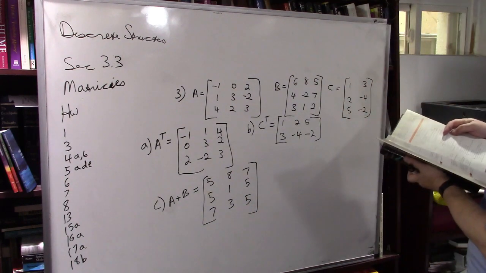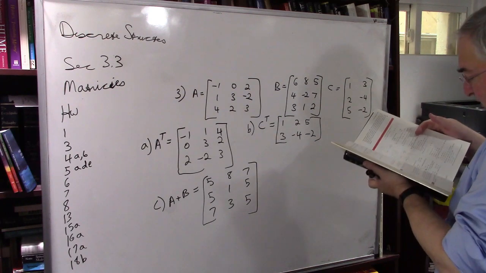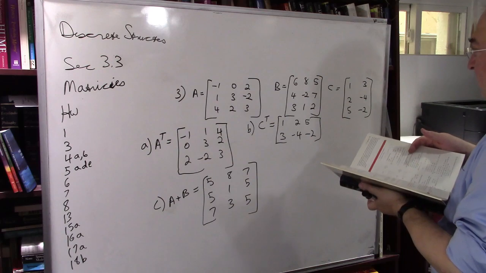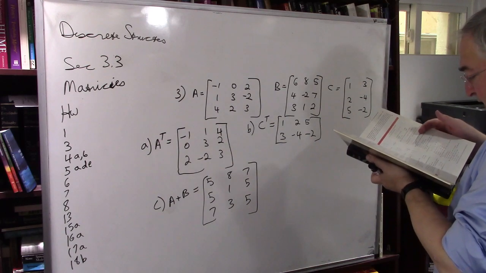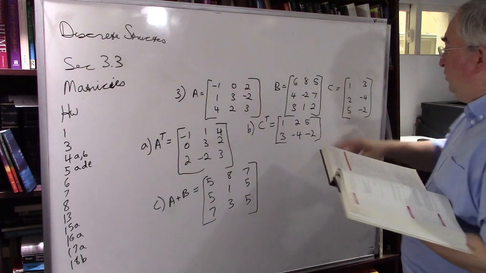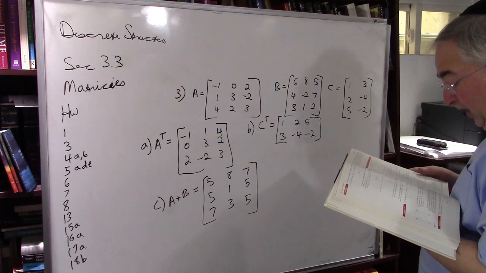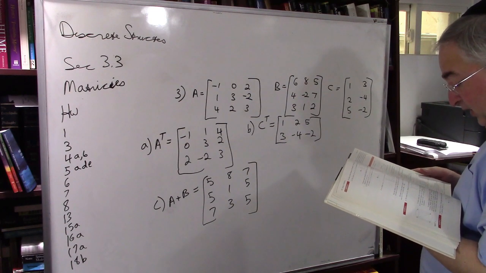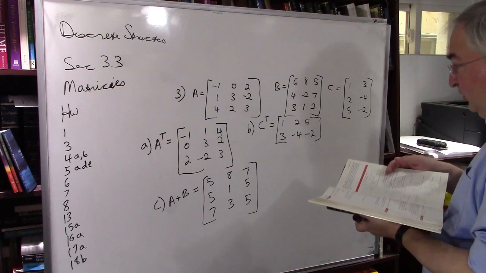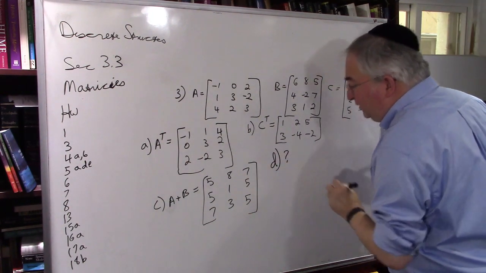Okay, great. D is A plus C. A plus C can't be added, so I don't know what it's talking about. A is a 3 by 2 matrix. C is a 2 by 3 matrix. They cannot be added. Okay. So I don't know how to do D. Okay, something wrong with me maybe, but that's fine.